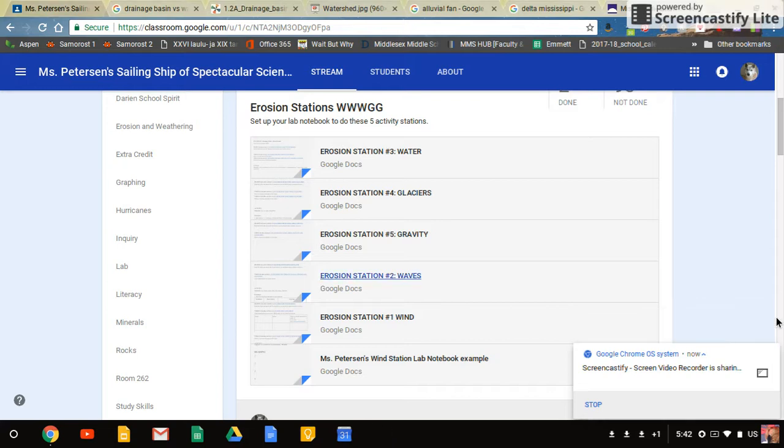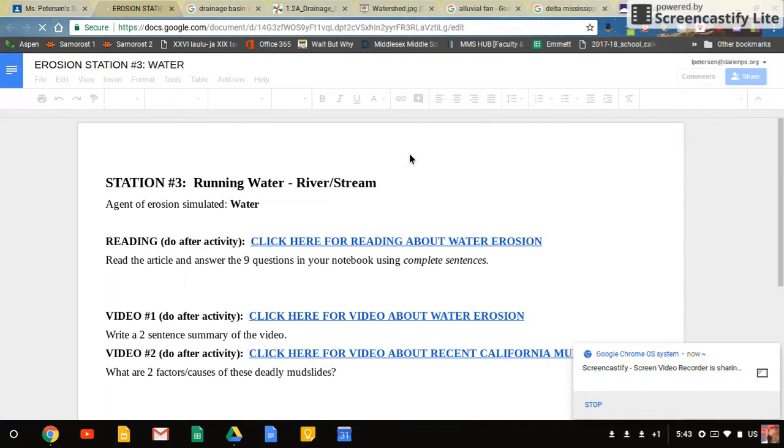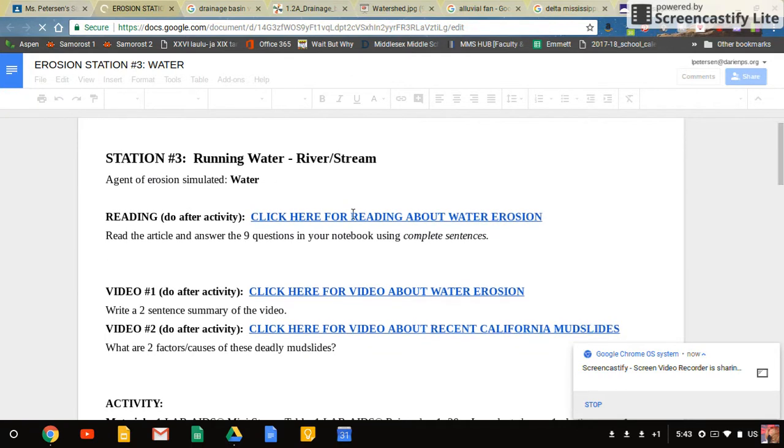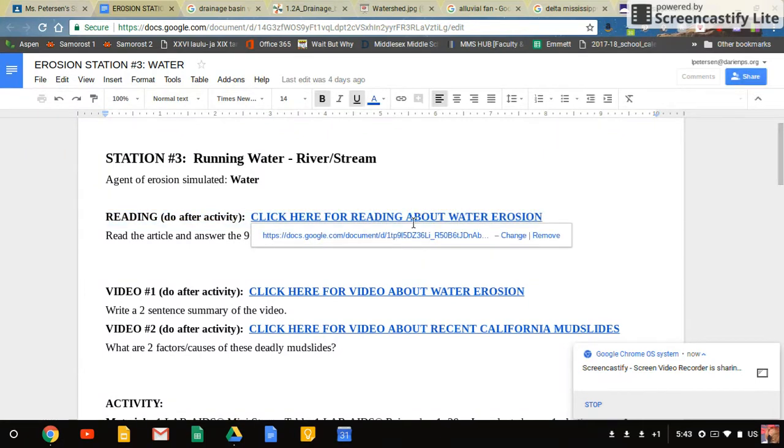If you've reached this point, we are now at Erosion Station 3, and you are in the middle of this activity. Woo! So I'm going to open station number 3, water. And I'll start with the reading. If I can open it. There we go.